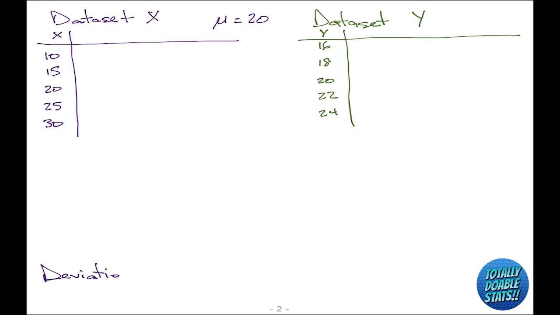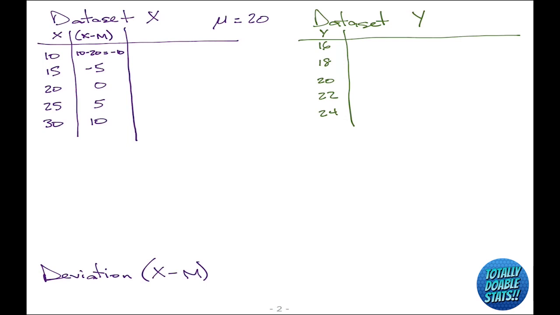So if I'm going to calculate the deviation from the mean, deviation from the mean is simply going to be whatever the individual score is minus the mean, and always in that order. Which means up here, if I have x minus M and I do a column of that, then I'm going to have 10 minus 20, which is minus 10. 15 minus 20 is minus 5. 20 minus 20 is 0. 25 minus 20 is 5. And 30 minus 20 is 10.